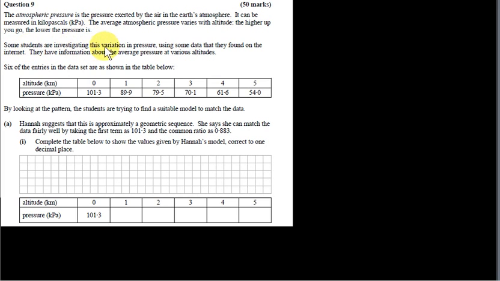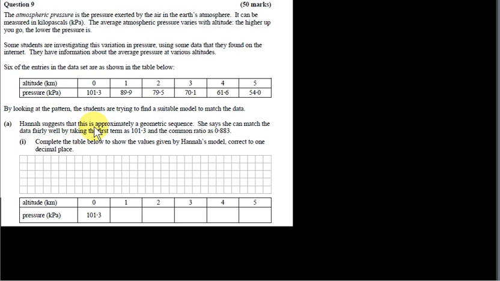Some students are investigating this variation in pressure using some data that they found on the internet. They have information about the average pressure at various altitudes. 6 of the entries in the data set are as shown in the table below. By looking at the pattern, the students are trying to find a suitable model to match the data.